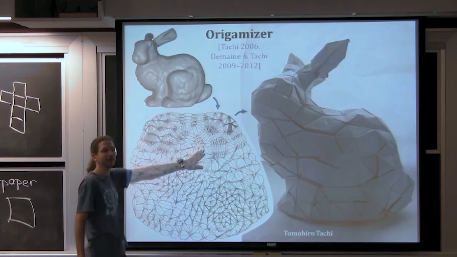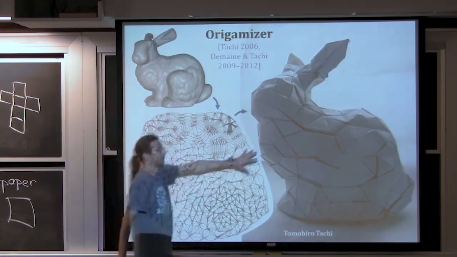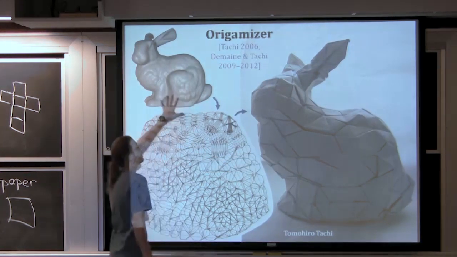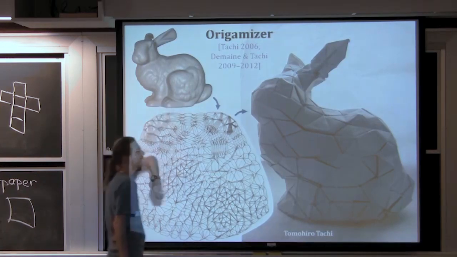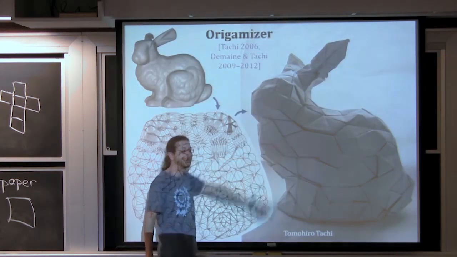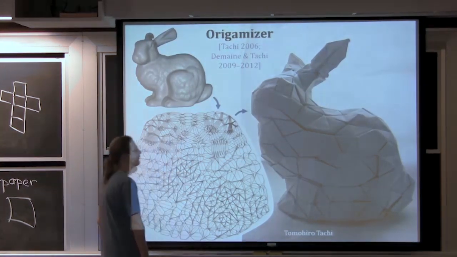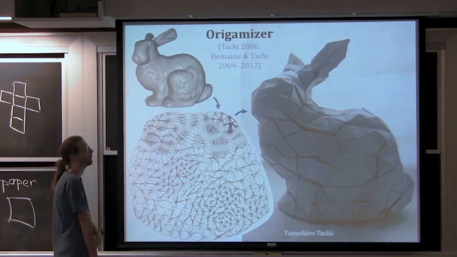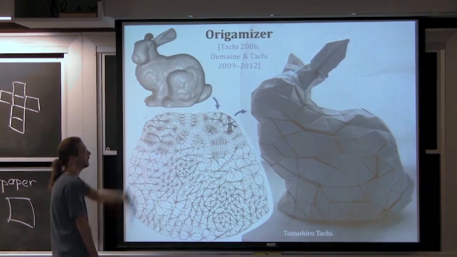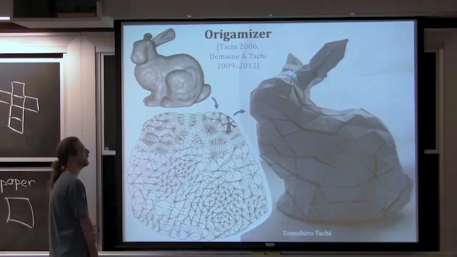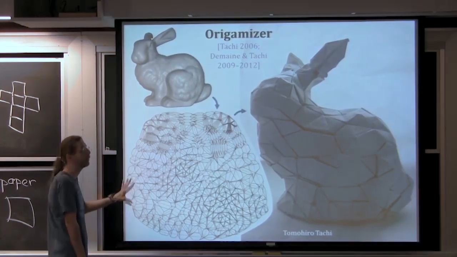Solids are mountains, dashed are valleys. And you get this bunny. This is a classic model in computer graphics called the Stanford bunny. And this takes about 10 hours to fold if you're Tomohiro Tachi, who designed it. And there's free software available called Origamizer by Tomohiro. And he was just here a couple weeks ago. And we've been proving that this algorithm always works.